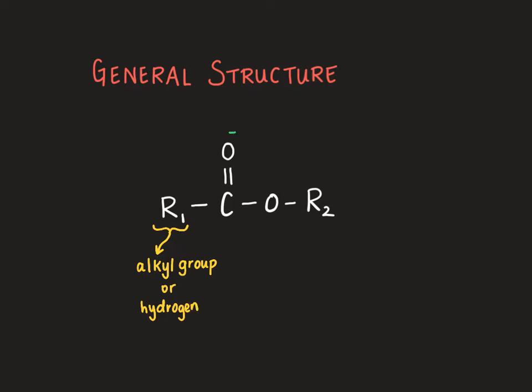This group in the middle here that I'm highlighting in green, this is our ester linkage. So you're looking for this linkage to identify an ester. And this last group, R2, this is going to be an alkyl group. It cannot be a hydrogen.